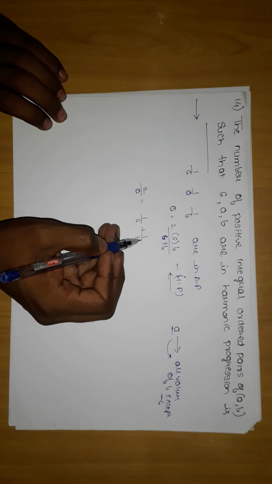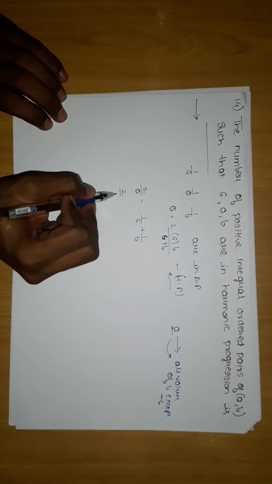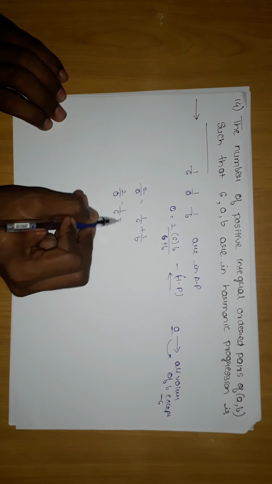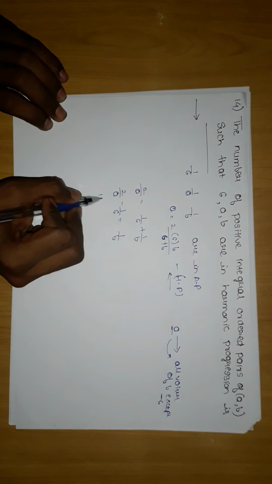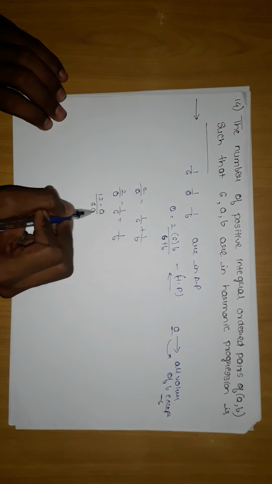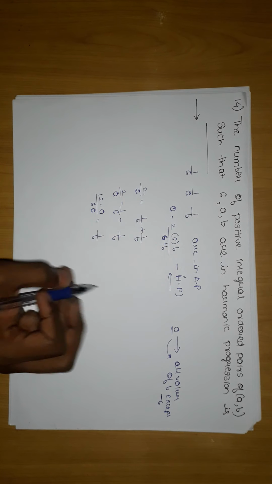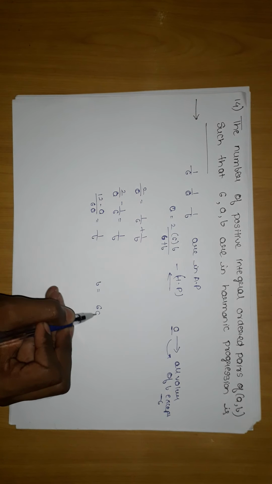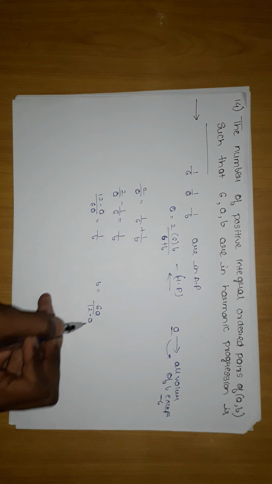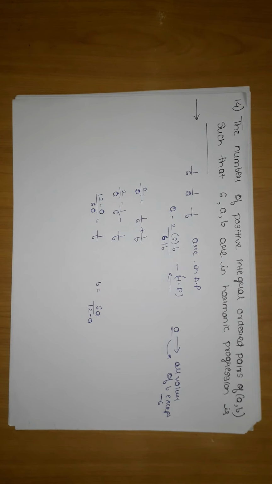How will you check? Keep the b here and move that. That's 2 upon a minus 1 by 6 is equal to 1 by b. Multiply: 12 minus a upon 6a should be 1 by b, which gives you b is equal to 6a upon 12 minus a. So here you can clearly see that b also has positive integral values.